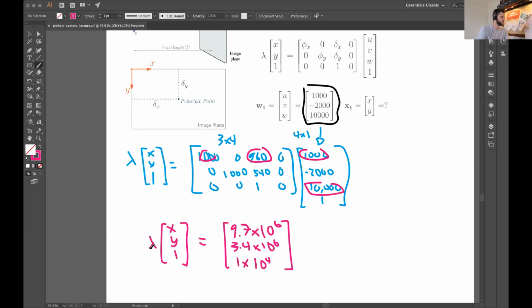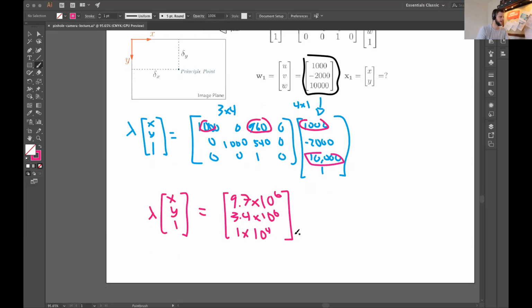What would you propose as a next step? How would I solve for x and y? I'm getting close, right? Any ideas? Ideas on how to solve for x and y? How can we solve this system from here?